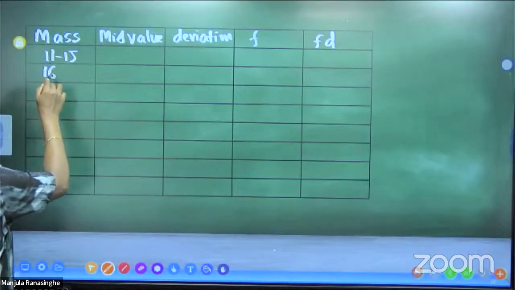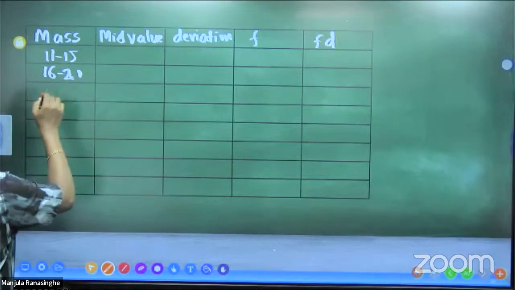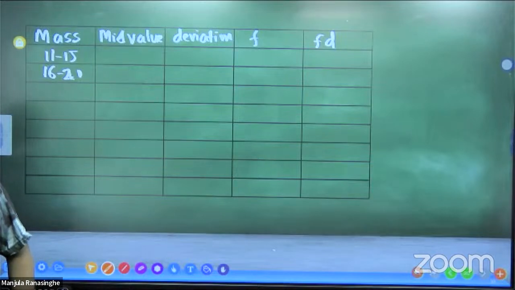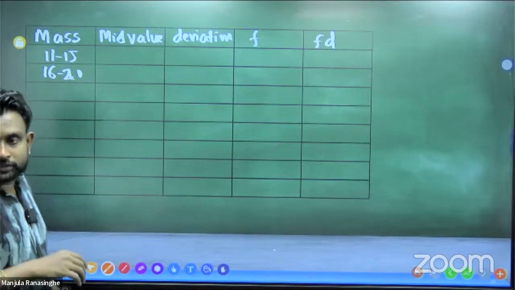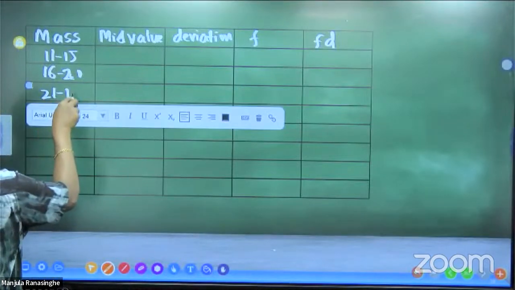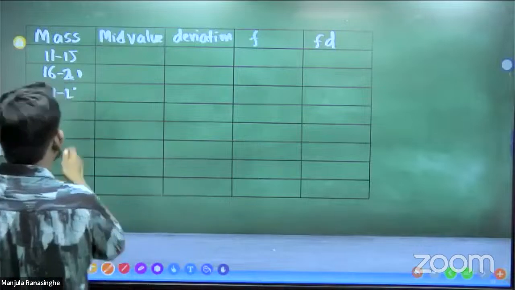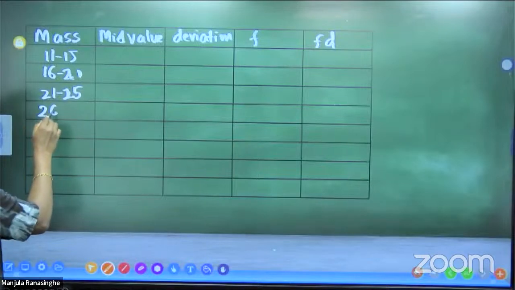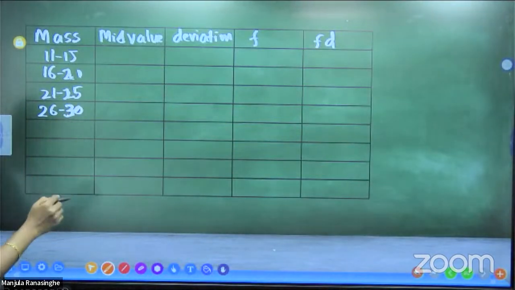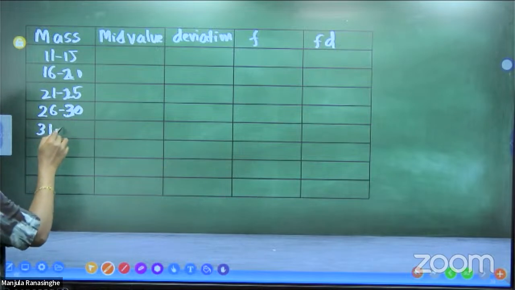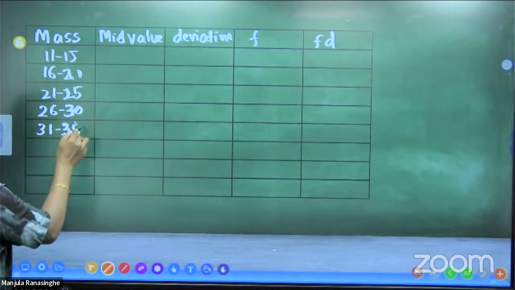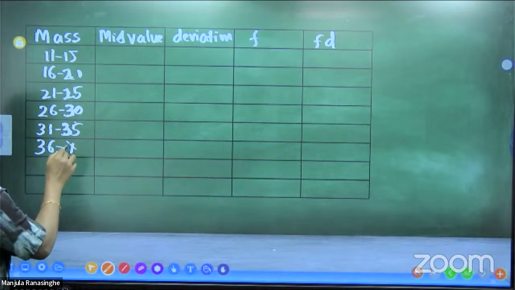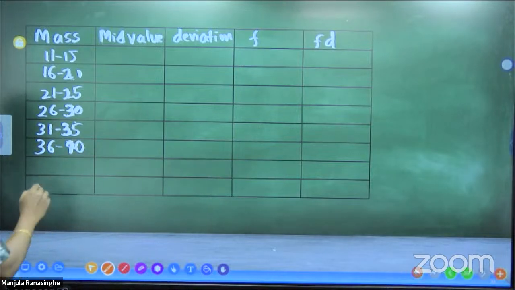16 to 20. Then 21 to 25. Then 26 to 30. Then 31 to 35. Then 36 to 40. And 41 to 45.